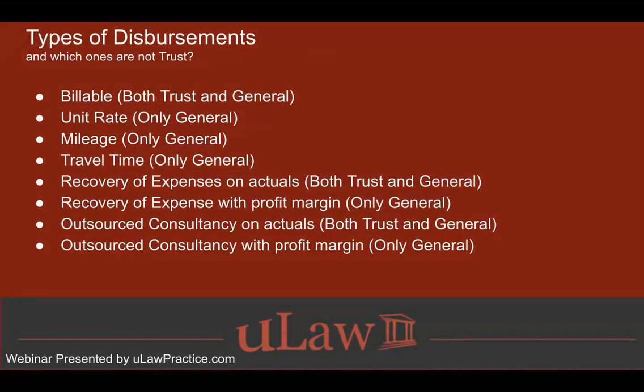Mileages, again, only general. Travel time, only general. Recovery of expenses on actuals, both trust and general. Recovery of expenses with profit margin, only general. Again, outsource consultancies on actuals. So if you see all the actuals, you can use both trust and general. Because some of them might not have trust, so in that case, you can use general.